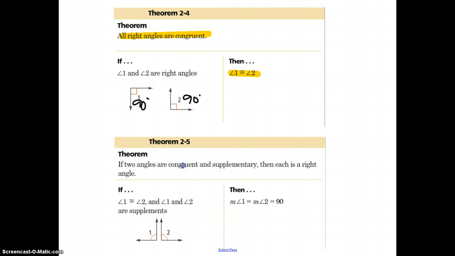And one more theorem. If two angles are congruent and supplementary, then each one is a right angle. So they have to be congruent and supplementary. Again, supplementary means they have to add to 180. If they're congruent, it means they have to be the exact same measure. So I've got two angles that are the same measure that add to equal 180 degrees. So they have to be 90 degrees and 90 degrees, which makes it a right angle.